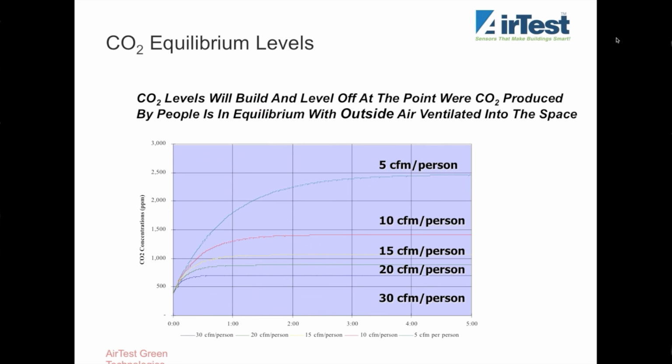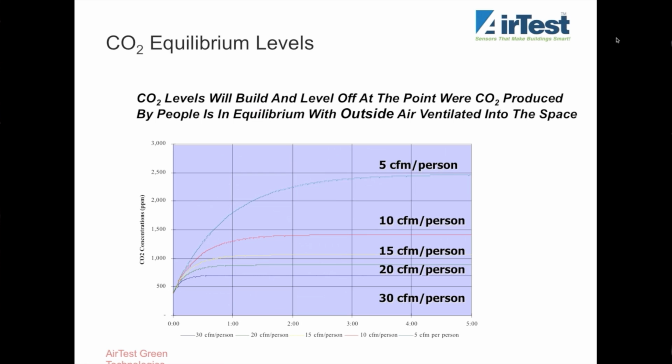If we then look at the relationship between CO2 and ventilation rate, we can see that a certain differential between inside and outside concentrations gives us different ventilation rates. For example, if we assume outside levels are 400, which they are about now, and an indoor concentration of 1100, that would give us about 15 CFM per person. If concentrations were 900, that would be about 20 CFM per person. If levels built way up to 2,500, we'd be seeing about 5 CFM per person.